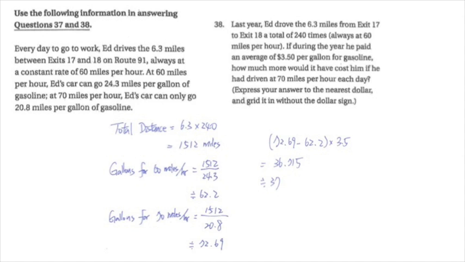And the gallons that he would use driving 70 miles per hour is 1,512 divided by 20.8, which is roughly 72.69 gallons. So we find the difference in the amount of gallons used times the price of each gallon, and that will be 72.69 minus 62.2 times 3.5, and that is equal to 36.715, and rounded to the nearest dollar, that will be $37.